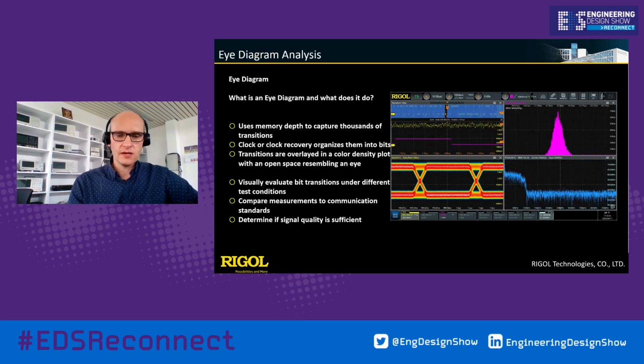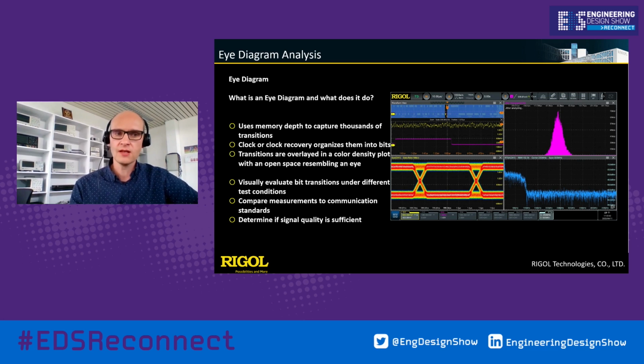The next part, which is a very useful tool for the analysis, is the real-time eye analysis. The real-time eye is something where we do a kind of clock recovery of a signal. When we stabilize and know the clock, or the oscilloscope knows the clock, then it's possible to overlap the data signal. The crossings of the data signal are then clearly overlapped.